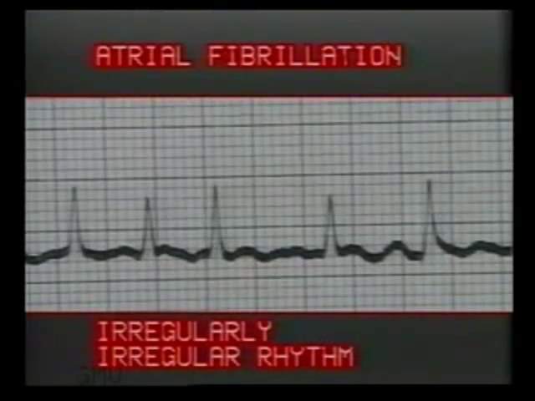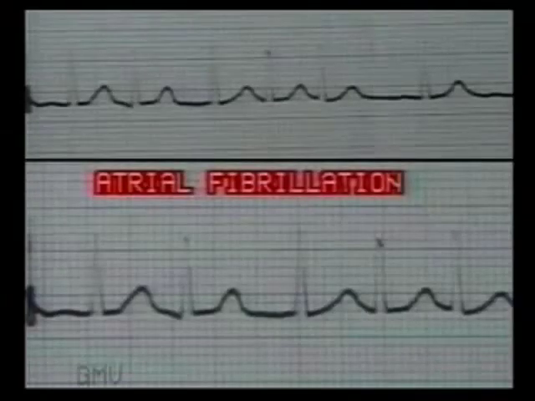In this ECG, the QRS complexes are seen at irregularly irregular intervals. There are no P waves preceding the QRS complexes, and the baseline is finely irregular as if vibrating. This is atrial fibrillation. Note the finely irregular baseline and irregularly occurring QRS complexes.